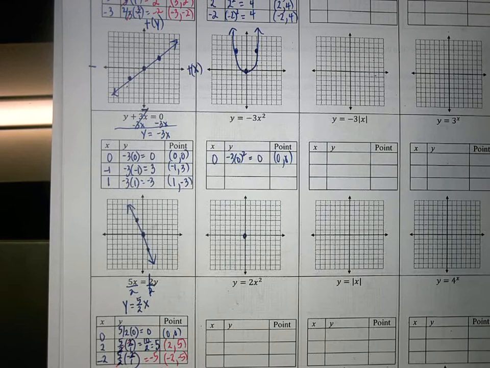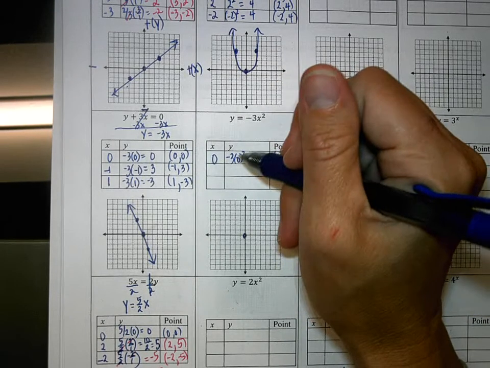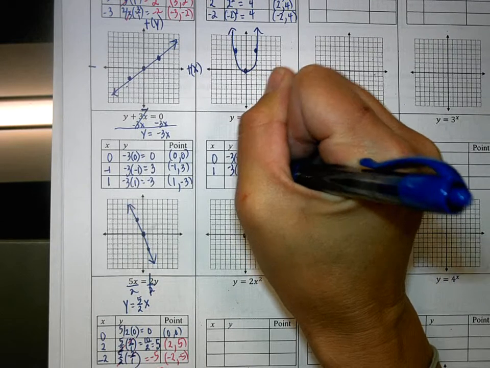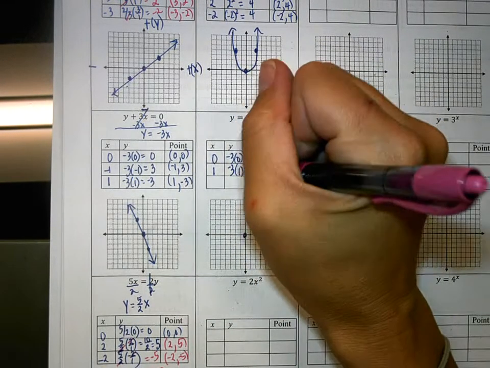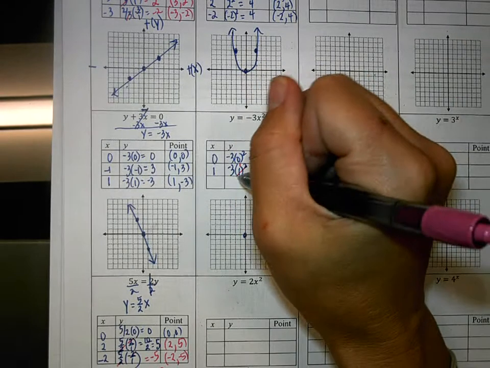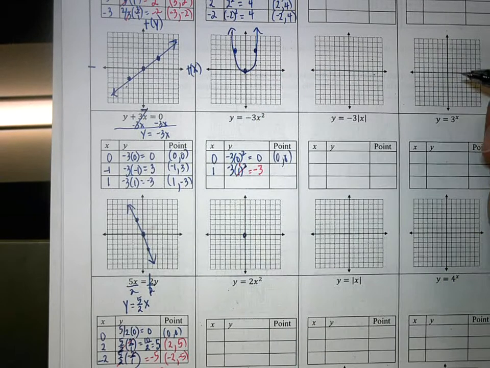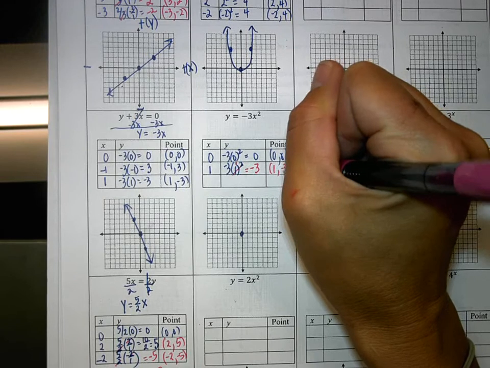Next, we're going to plug in what value? We could do 2, but it's going to end up making this bigger. So I'm going to stick with 1 so my numbers stay smaller. So 1 squared is what? 1. So remember, order of operations, you have to do exponents first. And so 1 squared is 1, and then -3 times 1 is -3. So the ordered pair is 1, -3.